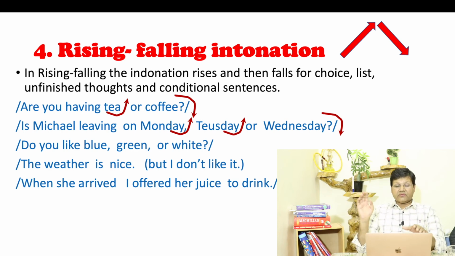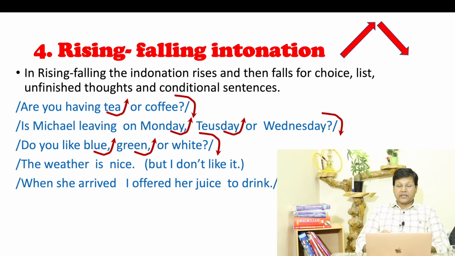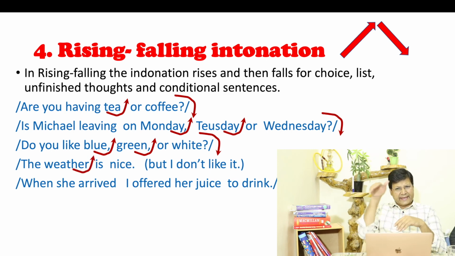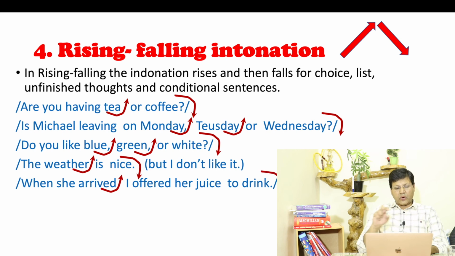In this case, we have two rising when you have a list of more than 2 items. So the first 2 or 3, whatever there is, will be rising, and the last one will be falling. Do you like blue, green, or white? The next is, the weather is nice. The weather, rising, is nice, falling. But I don't like it.